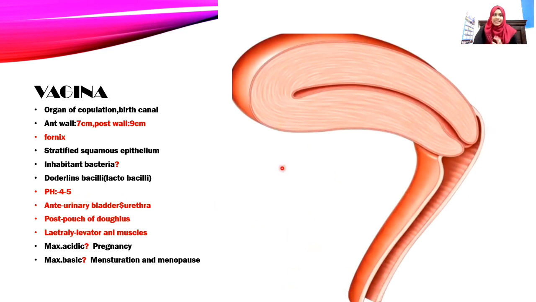The vagina has relations. It is anteriorly related to the urinary bladder and the urethra, a most commonly asked question, and it is posteriorly in relation with the pouch of Douglas.